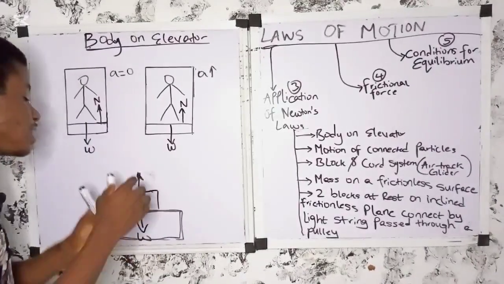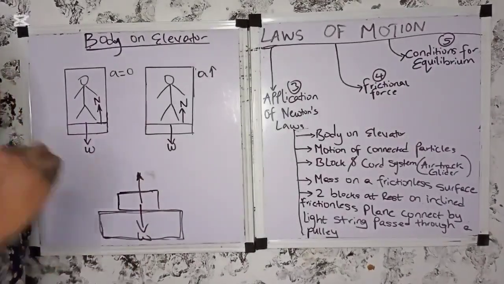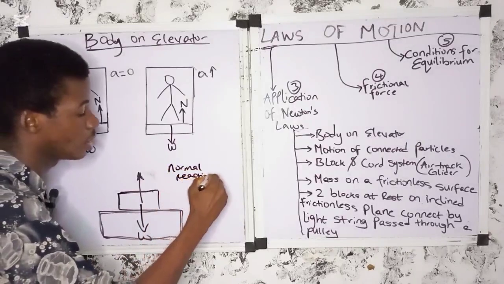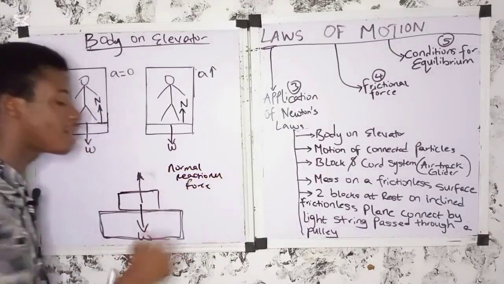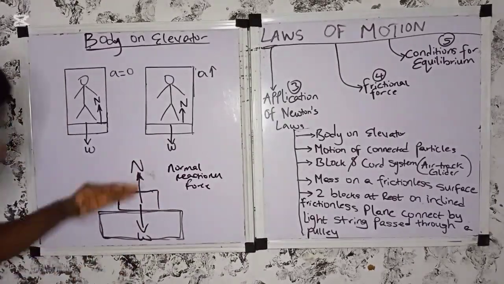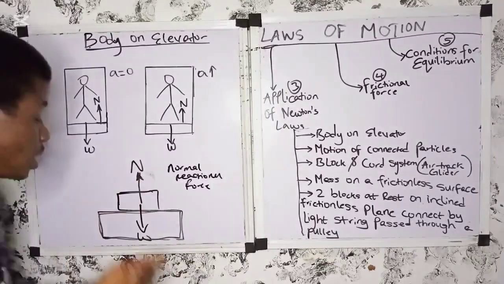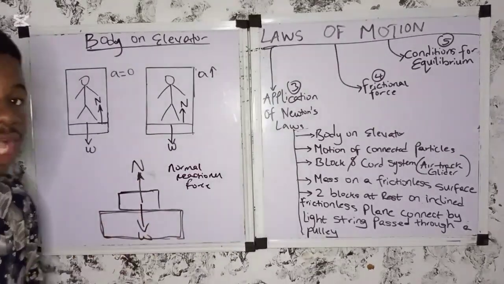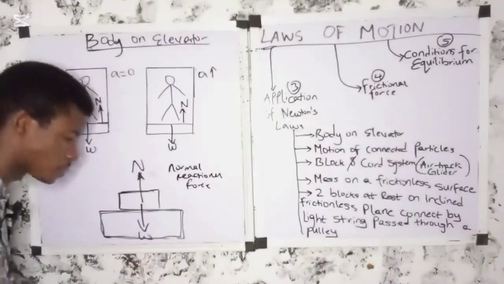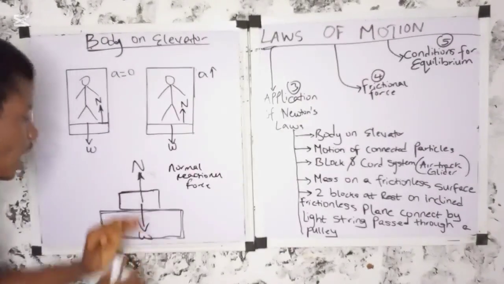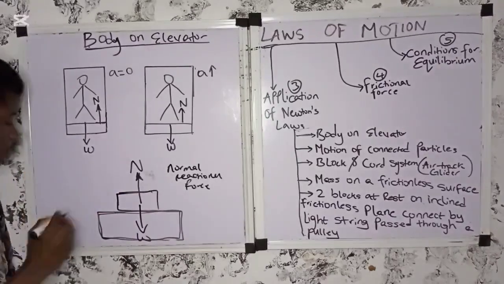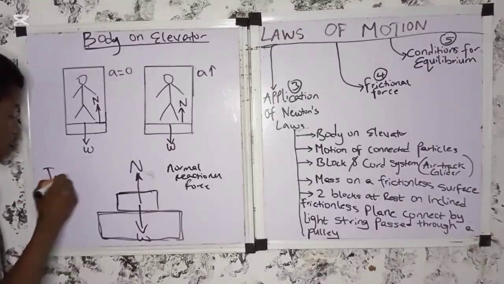This resistance force is an upward force, and it is known as the normal reactional force, represented by capital letter N. It is this force that prevents the table from collapsing as a result of the weight of the block. Now, if you look at this system, how many forces are acting on it? It's two forces, right? So the total force acting on this system is equal to what?